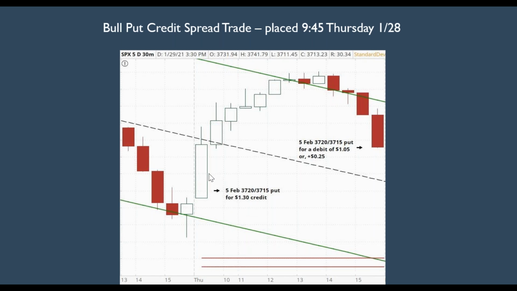Excellent. Okay. So then during the day, the market went up nicely, and then towards the close, it started giving back some of that profit. And in the last 30 minutes, we had quite a drop, but still the 5 February selling the 37.20 and buying the 37.15 put credit spread had a debit of $1.05. So we got in here, and right here we had a profit of 25 cents.